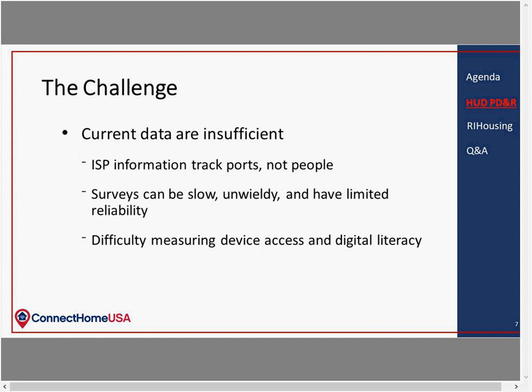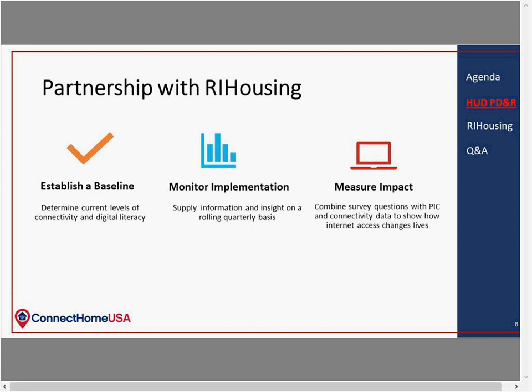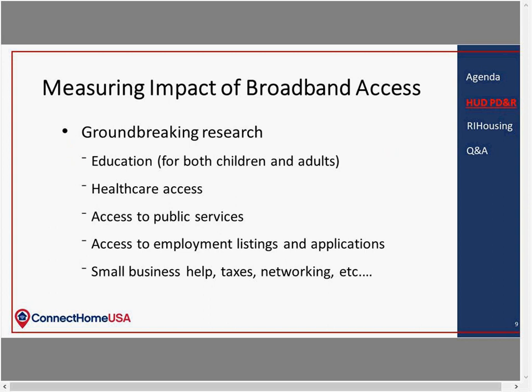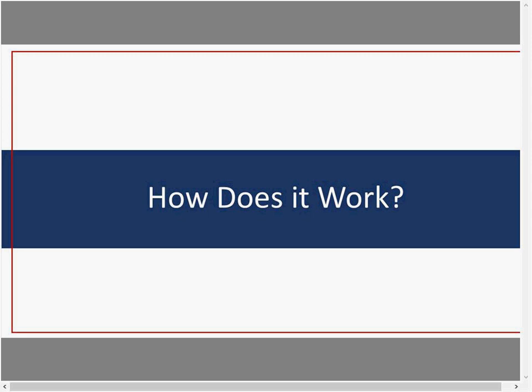So we can plan, and we partnered with Rhode Island Housing to come up with a new approach that would help us to establish a baseline, to monitor implementation and continuing the ConnectHome program, and to detect the impact both in the short term and medium-term and even potentially long-term of providing folks with internet access. Actually groundbreaking research that we've been able to do with Rhode Island Housing and that hopefully you guys can join in and engage with. I'm going to ask to link this topic of internet access to education, healthcare access, public services, all the sort of dimensions of our online lives. We now relate that to individuals that we're serving. So the question is, how does this work?